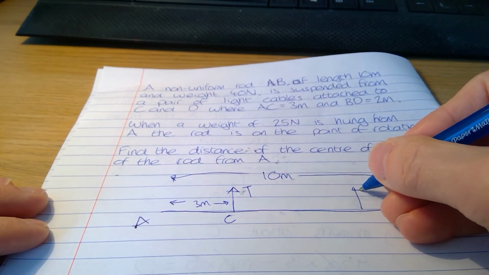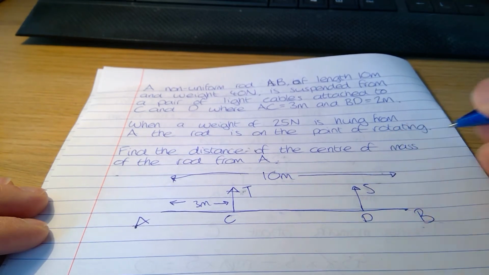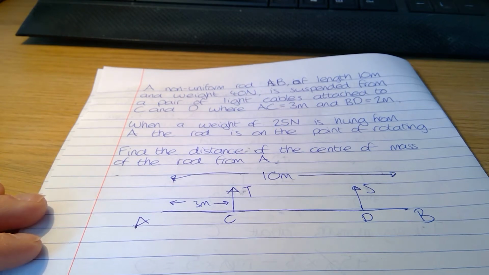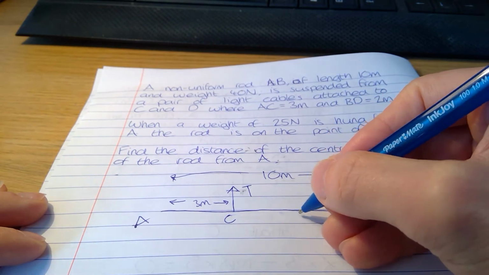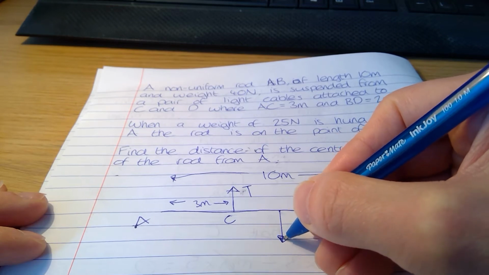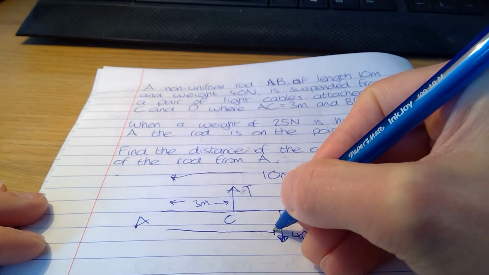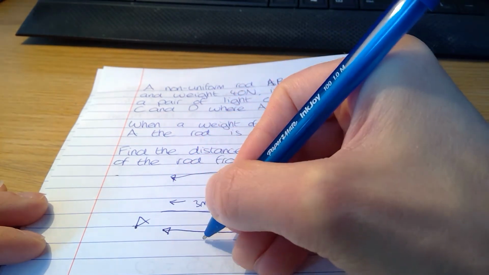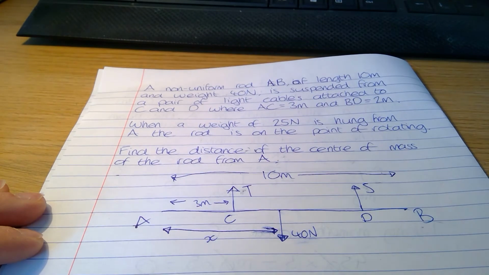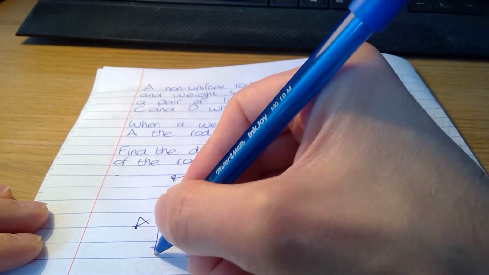We're also told that it's attached at D, where BD is 2 meters. So we've got something here, some tension there. Let's call it S. And we've also got the weight of the rod itself. So that's 40 newtons. However, we don't know where that is. That's kind of what the question's about, I suppose. So I'm just going to put it here for the sake of argument, and we could call that X meters from A, perhaps. And we've also got a weight of 25 newtons hung at A, which is going to be down here.